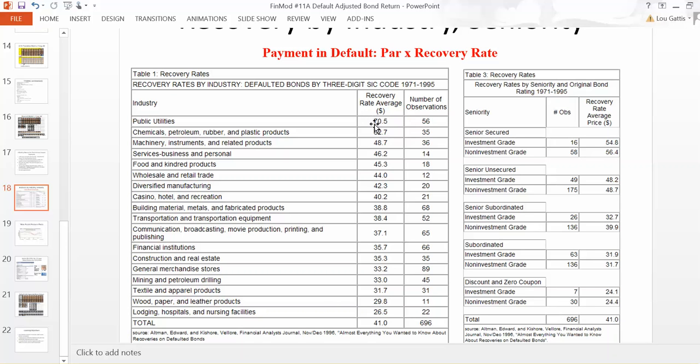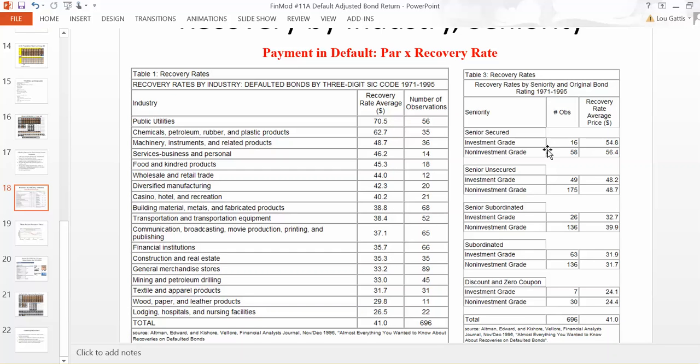One of the lowest ones are financial institutions. So if a bank or a financial institution fails, there were 66 failures over this period, the bondholders, if the face value were $100, got $35 back in default. So I could first start by just putting in my industry. Then I could maybe adjust it.